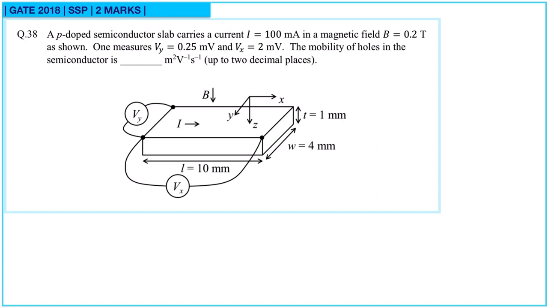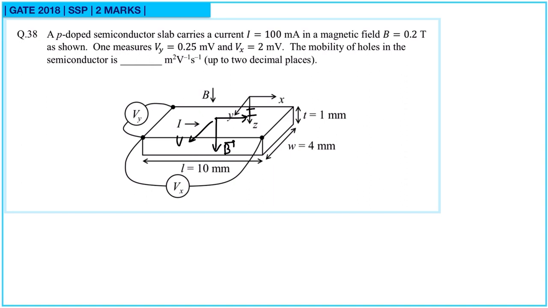Then question number 38. A p-doped semiconductor slab carries a current I is equal to 100 milliampere in magnetic field B is equal to 0.2 Tesla as shown. One measures Vy is equal to 0.25 millivolt and Vx is equal to 2 millivolt. The mobility of the holes in the semiconductor is. So this is the question. Here the magnetic field is in downward direction, so this is the direction of B bar. In this direction we have current, and in this direction we will have Hall voltage.